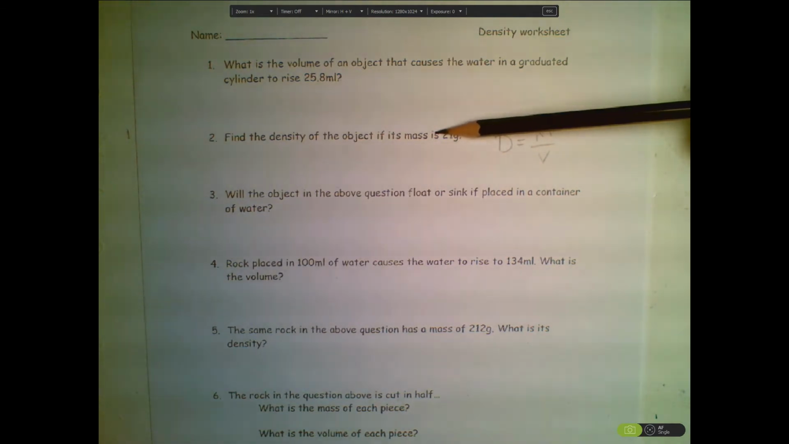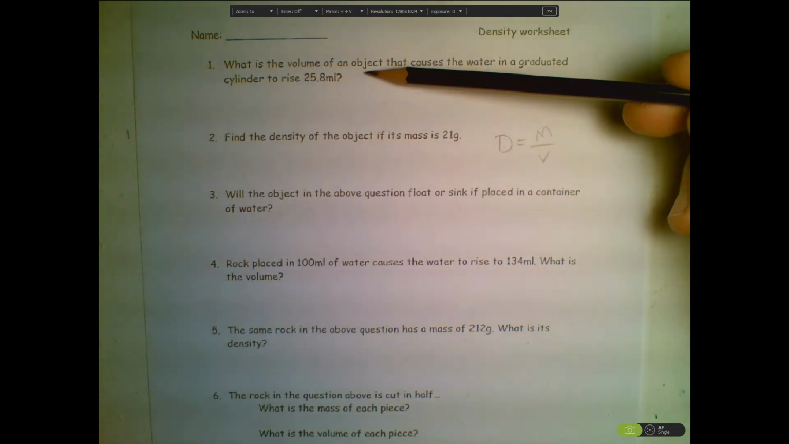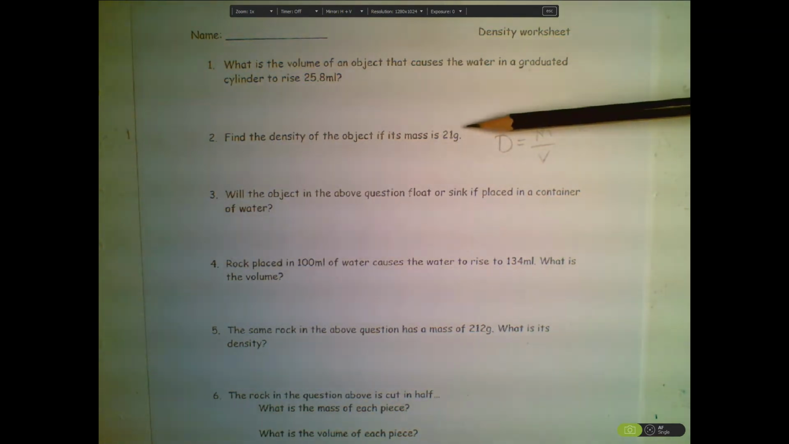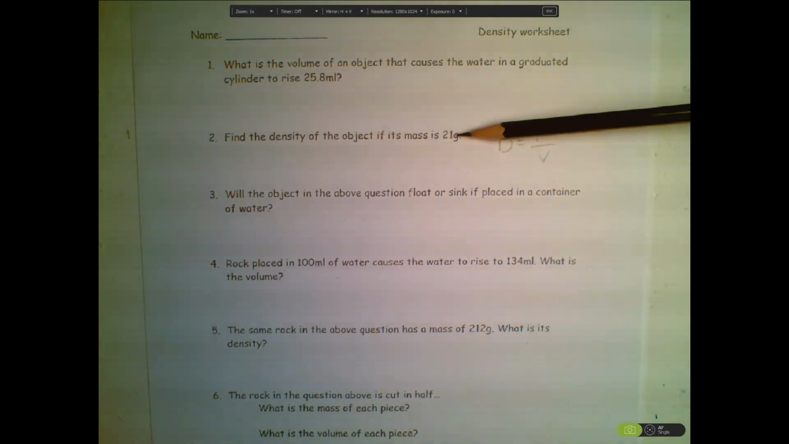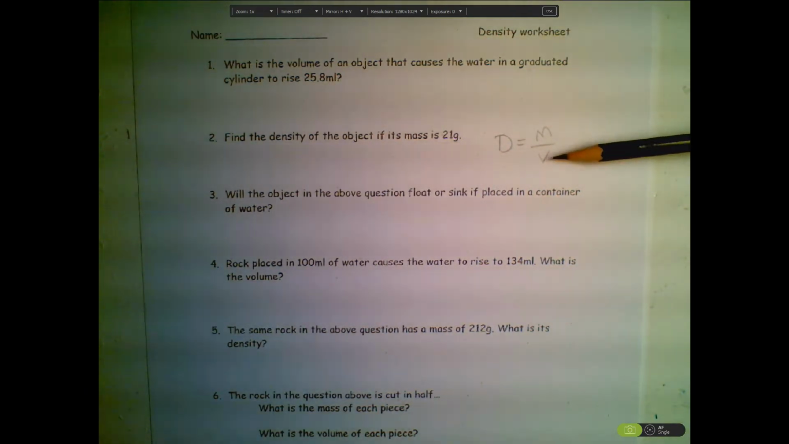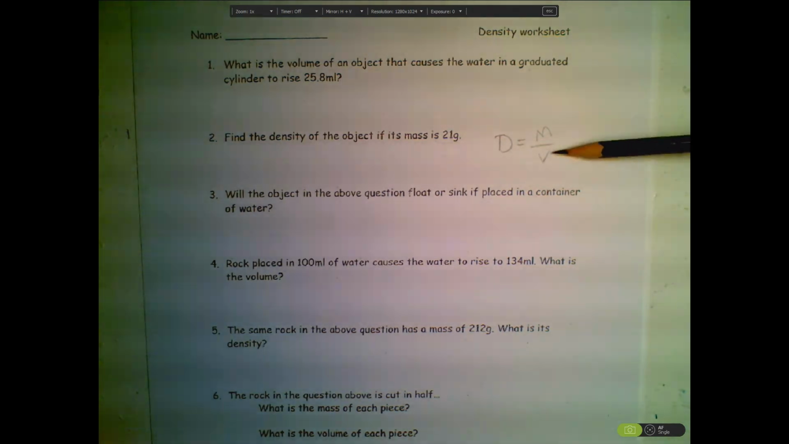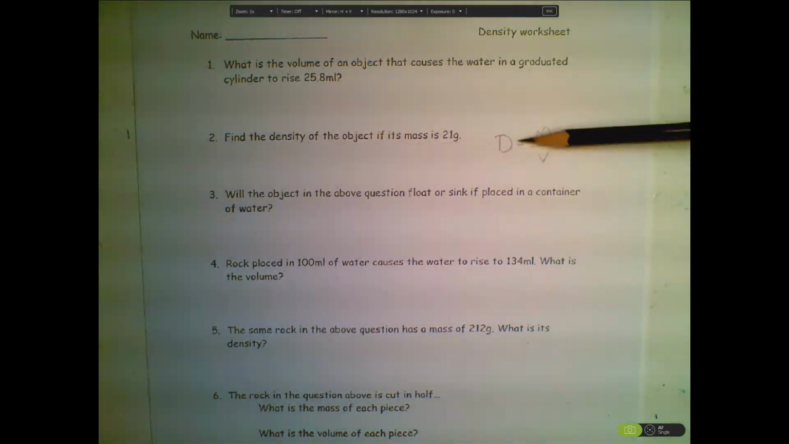For number 2, you need to find the density of that object. Now the object they're referring to is the object in question number 1. The mass of that object is 21 grams. Use that mass, that volume, and you can plug it into this equation to figure out what the density would be.